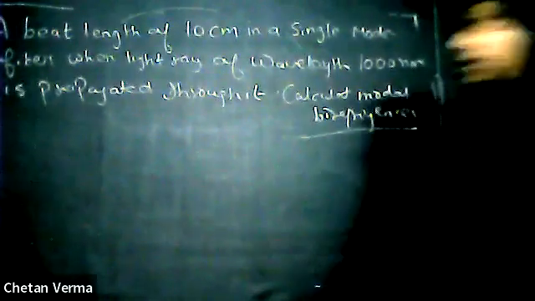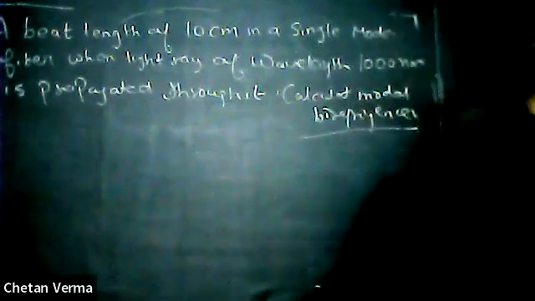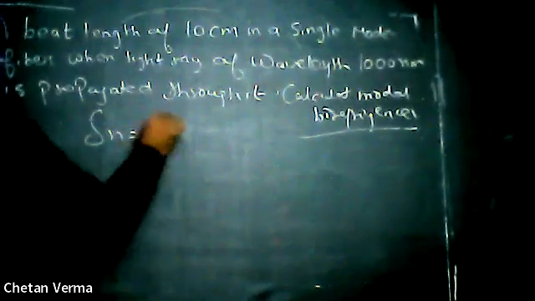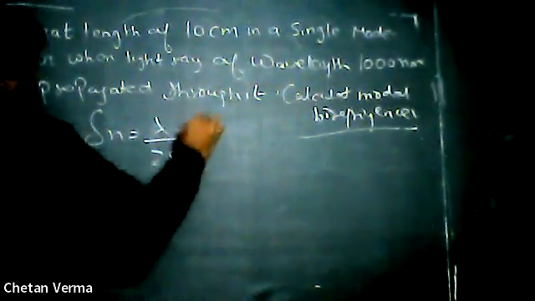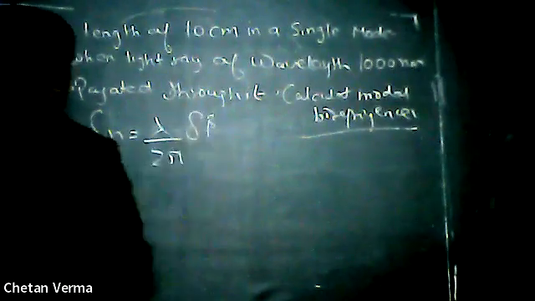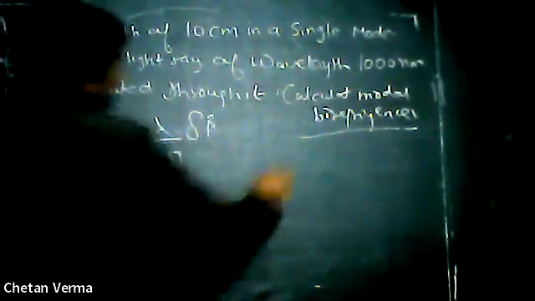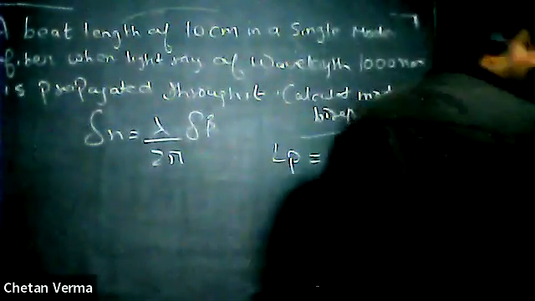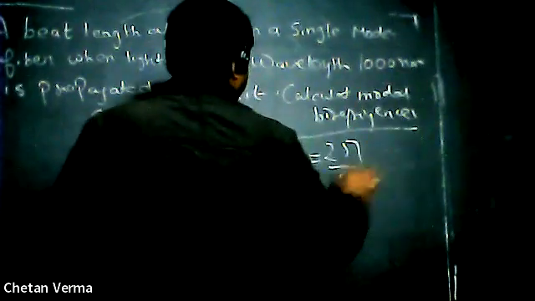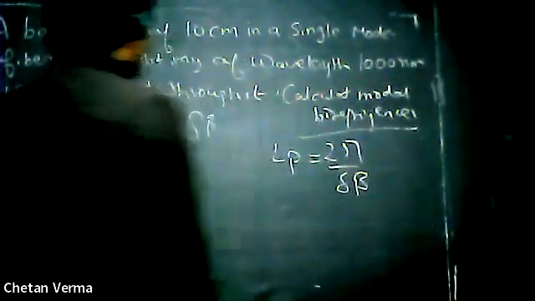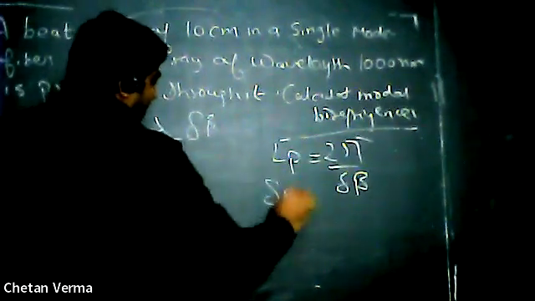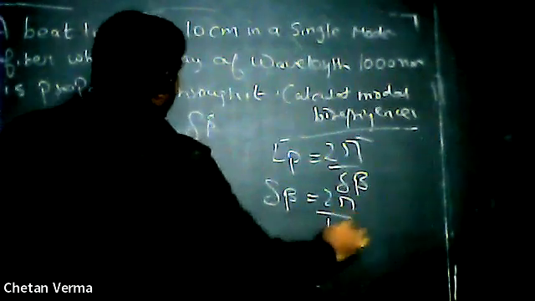So now, according to the formula of the beat length, you have to calculate the modal birefringence. The formula of the modal birefringence is delta n lambda by 2 pi is equal to your delta beta, that is the propagation constant. So beat length formula is Lp equal to 2 pi by delta beta. Okay, Lp is given, 2 pi is given, you have to calculate the value of delta beta here, that is 2 pi divided by your Lp.